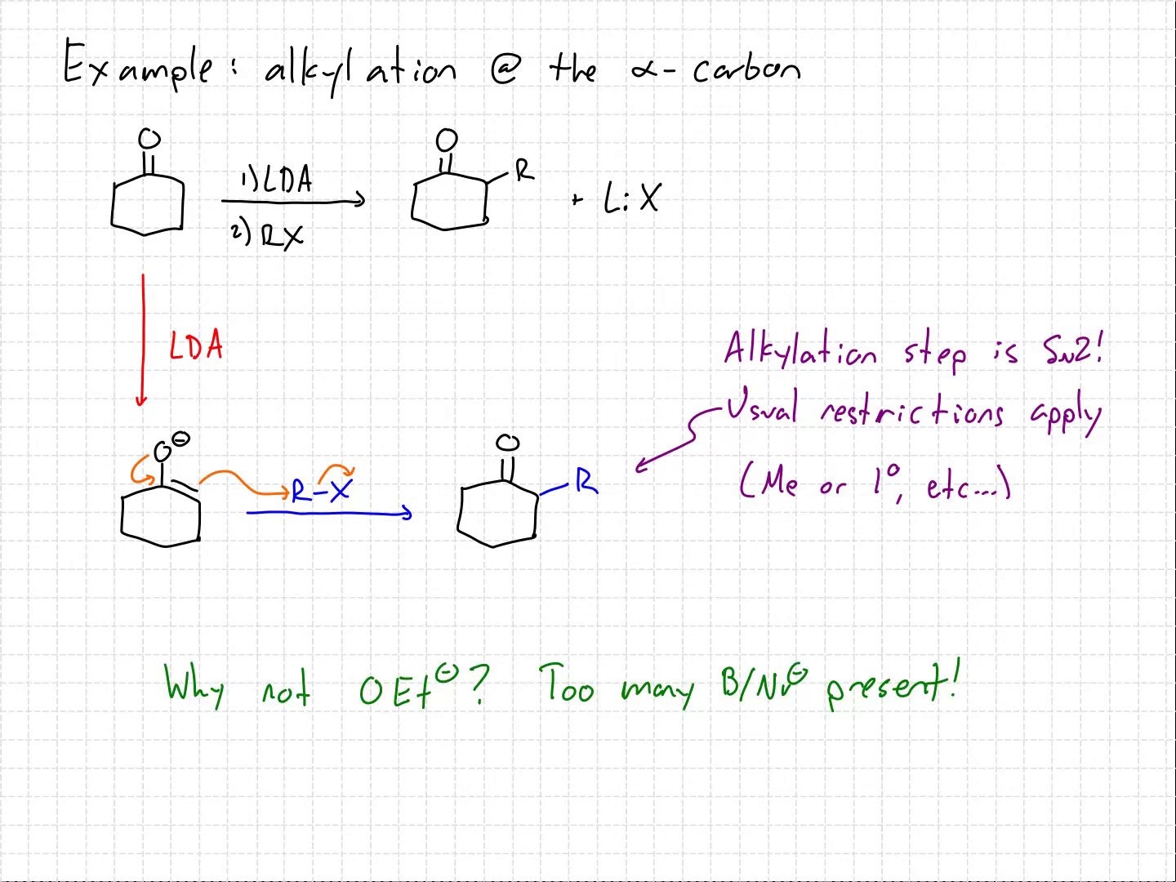Now, you might be wondering, why didn't I use ethoxide to deprotonate this and make the enolate in this case? Well, in this reaction, there'd be too many bases or nucleophiles present if I added ethoxide. Remember that with ethoxide, the equilibrium actually does not favor the formation of the enolate. So if I treat cyclohexanone with sodium ethoxide, I'm going to have a significant amount of sodium ethoxide in solution when I add my alkyl halide. Sodium ethoxide is also a very good nucleophile, so the likelihood of me getting the product that I want as the major product is fairly low.